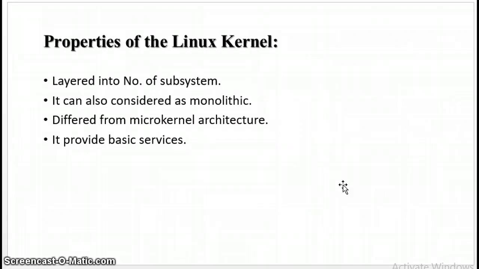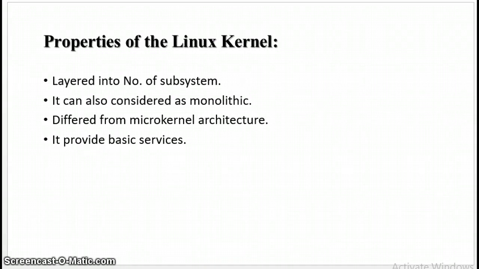The next is the properties of the Linux kernel. The kernel is divided into a number of subsystems. Linux can also be considered monolithic because it lumps all the basic services into the kernel. This differs from microkernel architecture because it provides basic services such as communication, I/O, and memory and process management, and more basic services.